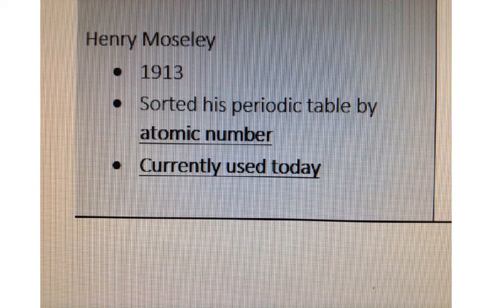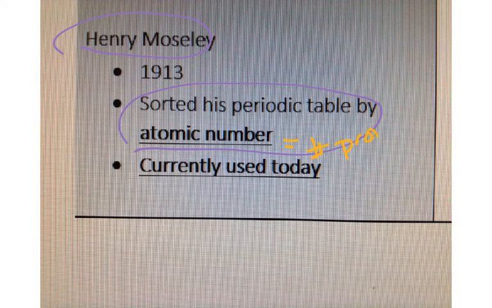Because Mendeleev's had some faults, along came Henry Moseley, and he tried to improve upon Mendeleev's periodic table. What he decided is that a better alternative would be to base it off of atomic number, which, as we've already learned, is the number of protons.